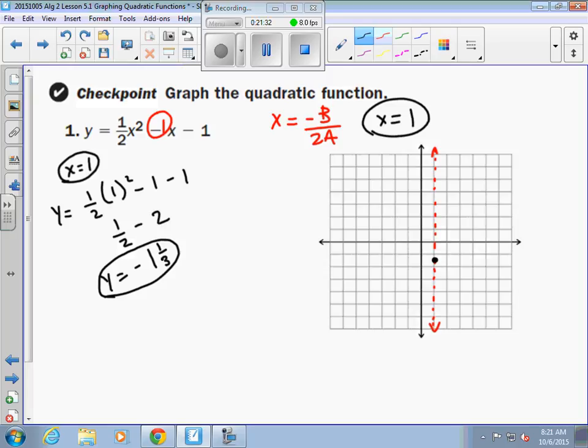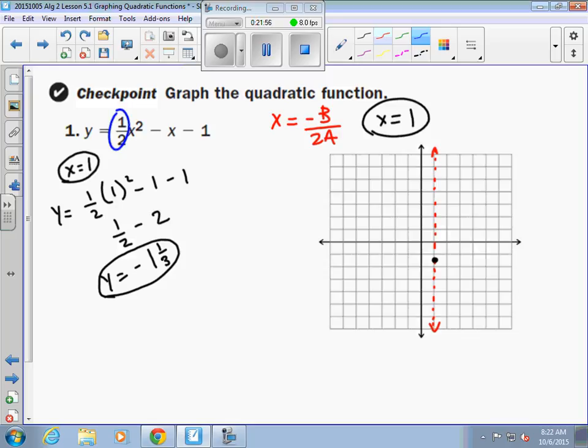There's your vertex right there. Based on the equation, is it going to open up or is it going to open down? Is it positive or negative? It's positive. That means it's going to open up. It's not if it is a fraction. Is it positive or negative? This a value is positive, so it's going to open up.